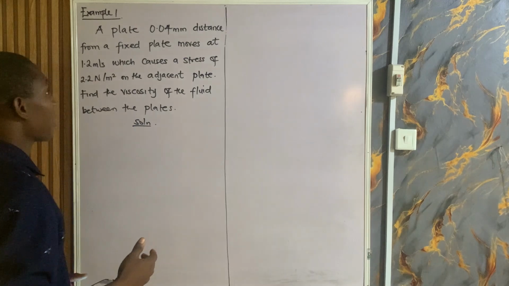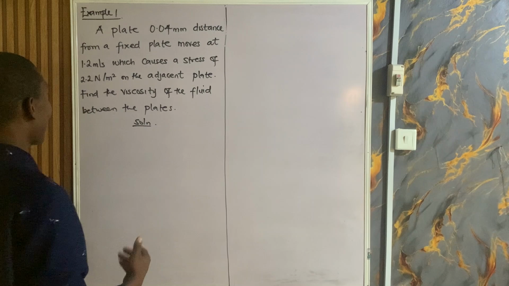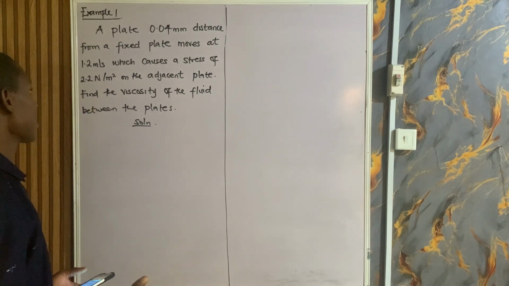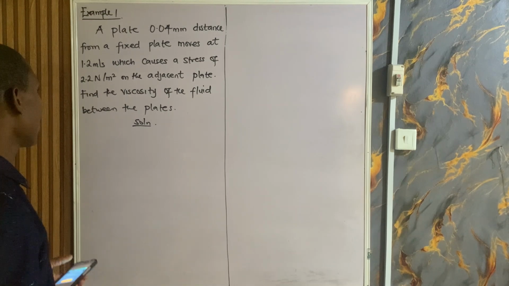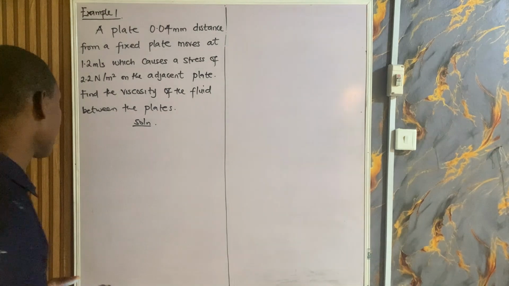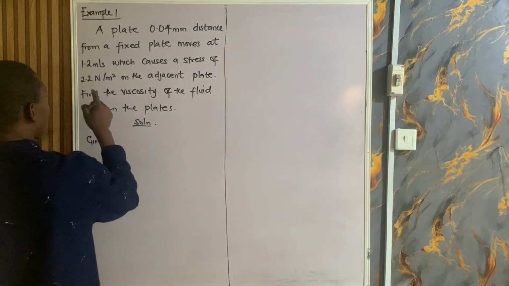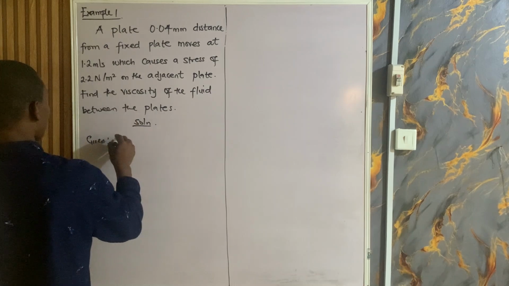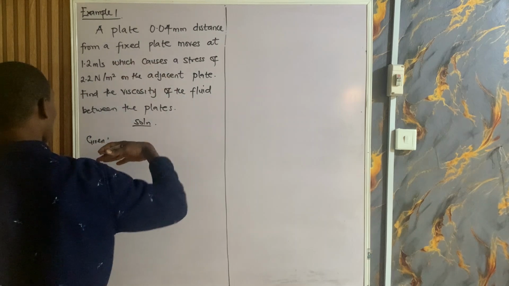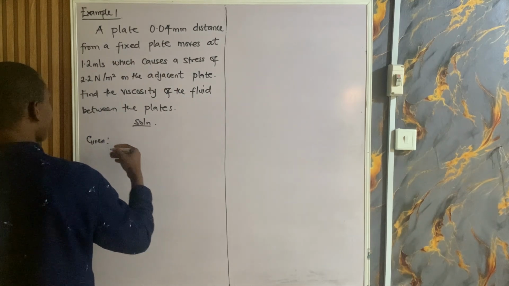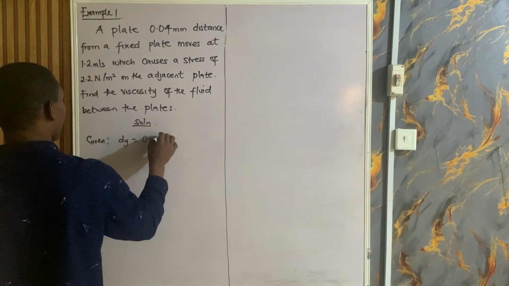A plate 0.04 millimeter distance from a fixed plate moves at 1.2 meter per second, which causes a stress of 2.2 Newton per meter square on the adjacent plate. Find the viscosity of the fluid between the plates. Well, given here, we are given the distance between the top layer of the fluid and the bottom layer of the fluid, or the layer beneath, as 0.04 millimeter.